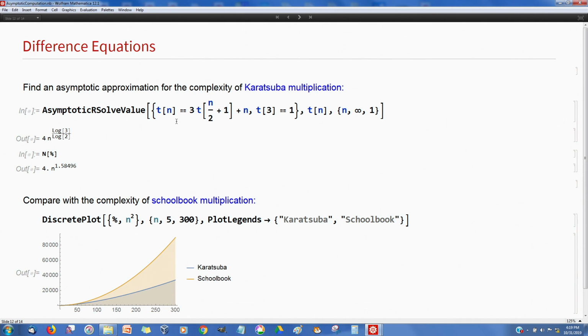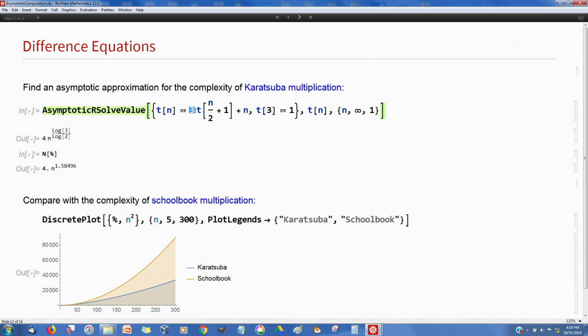But the main point is that you save one multiplication out of 4 by doing Karatsuba. So instead of 4 multiplications at every step, you have 3. And that reduces the complexity from n squared to n raised to the power 1.58. That was the great achievement of Karatsuba.